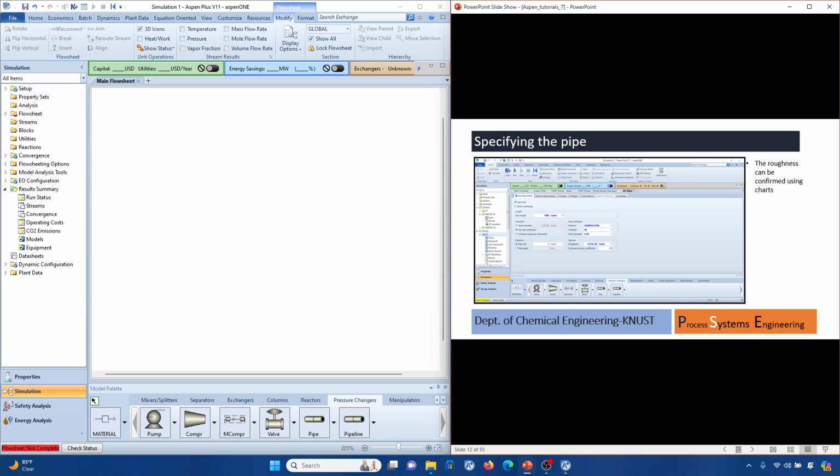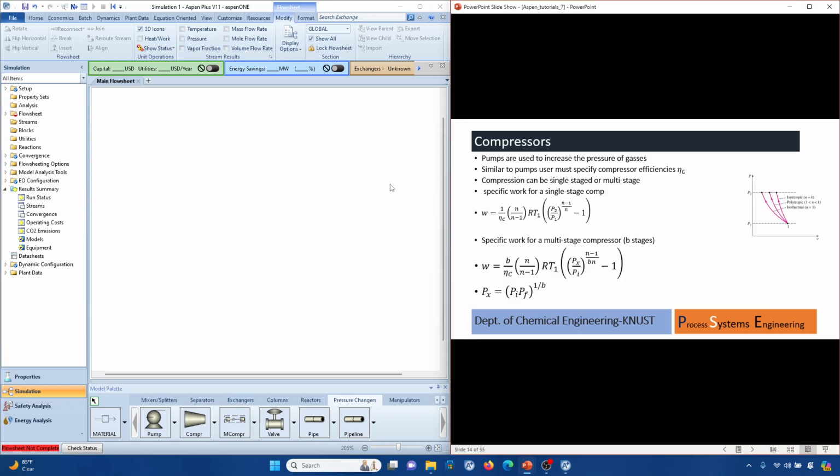So compressors are used to increase the pressure of gases. They are similar to pumps in that specifying the discharge pressure and the efficiency is all it takes for a simple compressor.